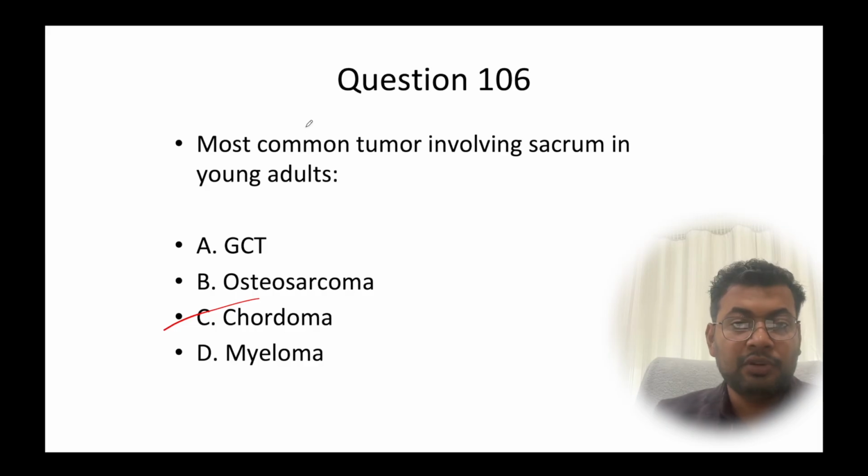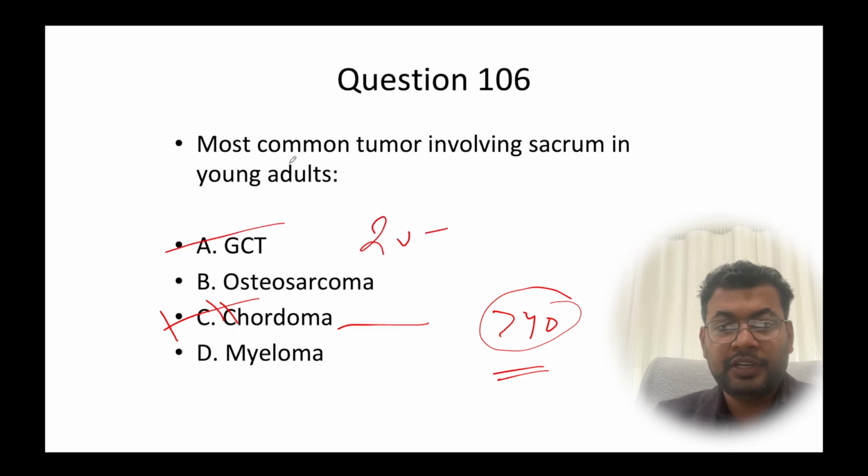Most common tumor involving sacrum in young adults. So they are asking young adults. Chordoma is a disease of after 40 years. So in young adults, it is not chordoma. I'm really sorry. The answer in young adult is GCT, because that is 20 to 40 years.